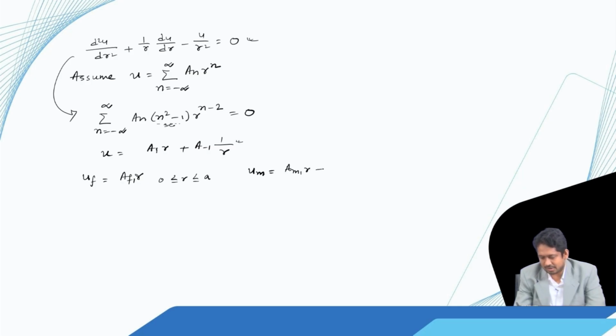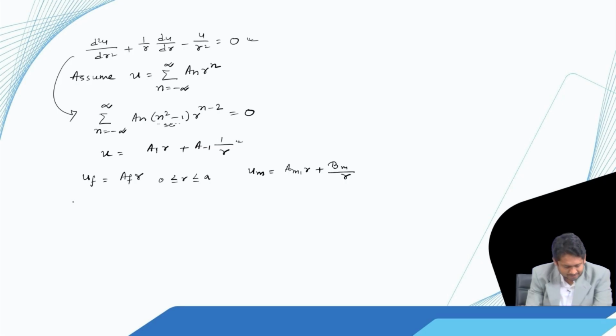So, we have 0 less than or equal to r less than or equal to a. But for the matrix this problem does not occur, because the matrix does not have any place where r is equal to 0. So, for the matrix, u_m can be written as A_m1 into r plus, or we do not need this suffix 1, because there is just one value of these things, B_m by r.